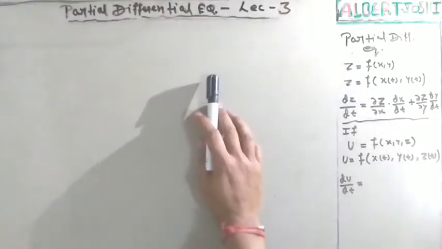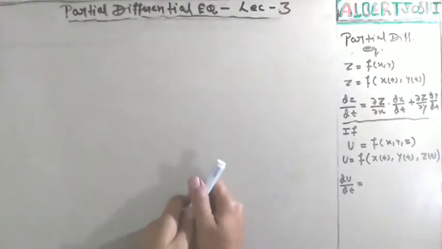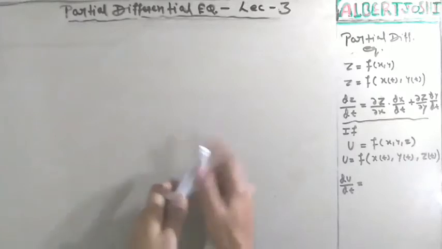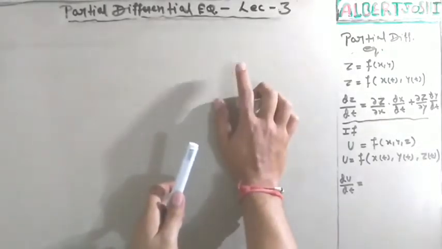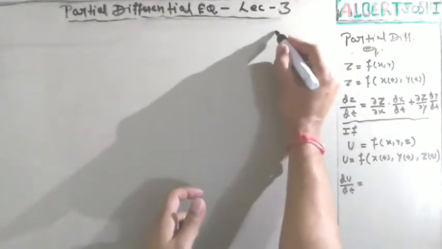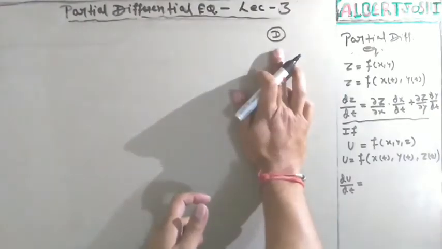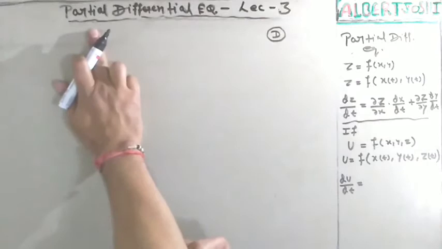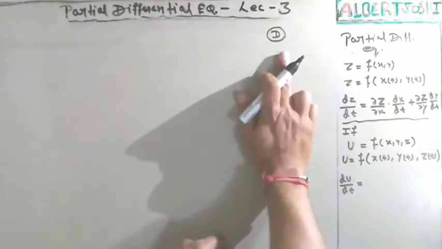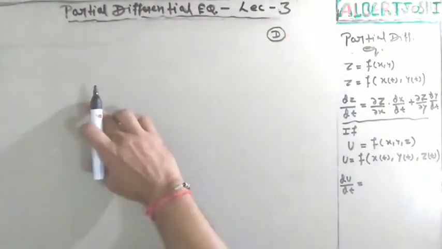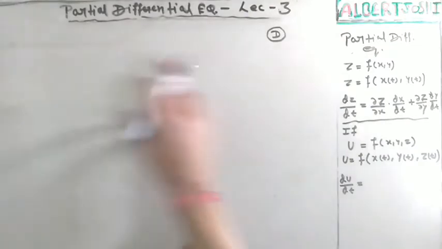Today again we will discuss partial differential equations. That is lecture 3. I request that you first go through differentiation. What is D? Already we have discussed. What is a partial differential equation? Already we have discussed. What is a limit? Already we have discussed. You must go through the previous lecture, then you will understand what we are doing here.